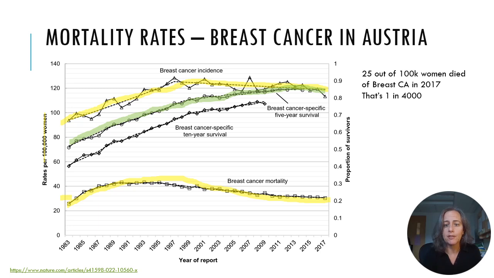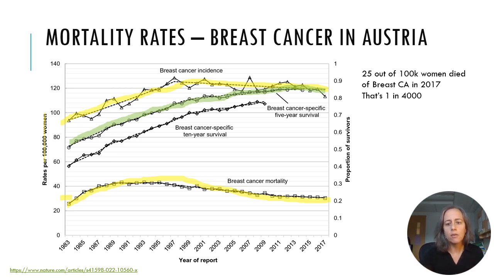So 1 in 4,000. You might feel like 1 in 4,000, that's not a lot. But most people don't die in any given year, right? So maybe 1% of the population dies per year. So that's 1 in 4,000, and that's kind of a big chunk of the total deaths.